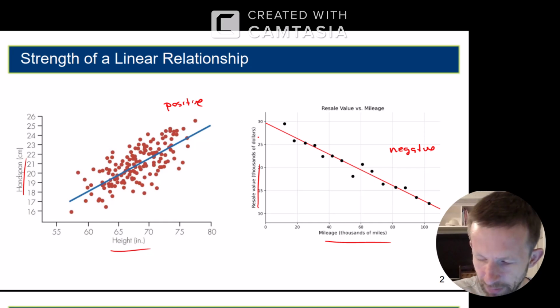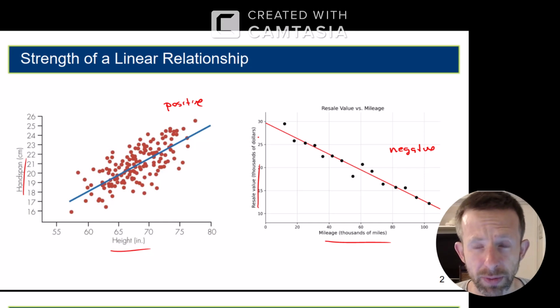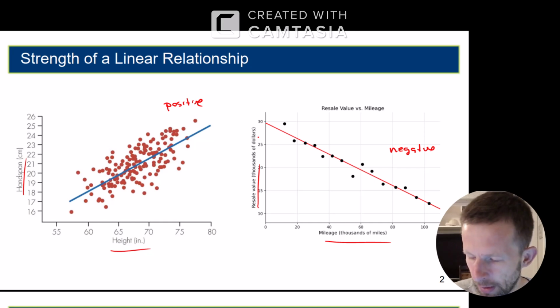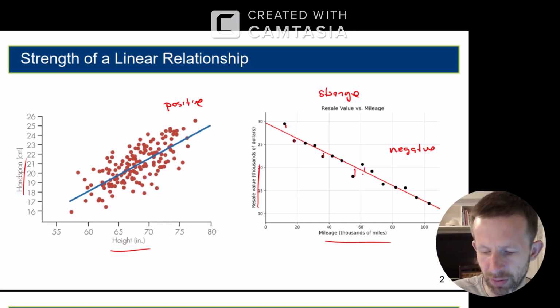Now, strength just means, on average, how close are the points to the line of best fit. So this would be a stronger relationship because, on average, these points are closer to the line than the points over here.